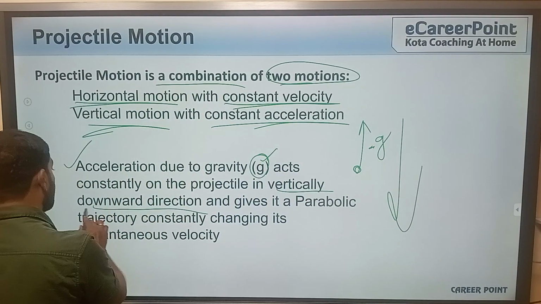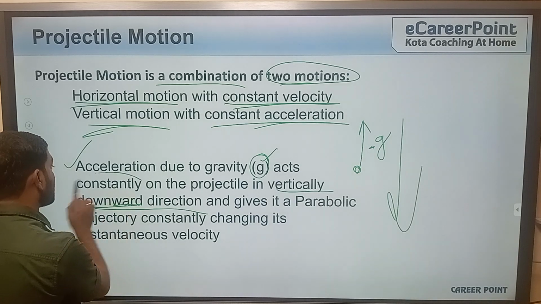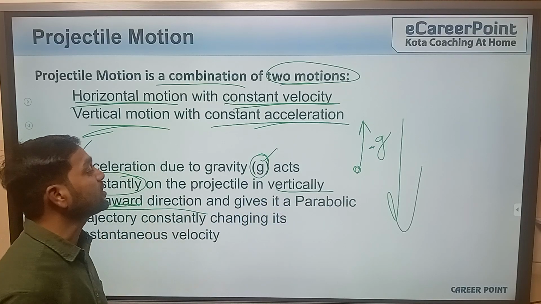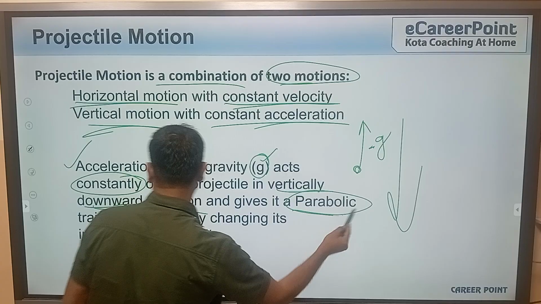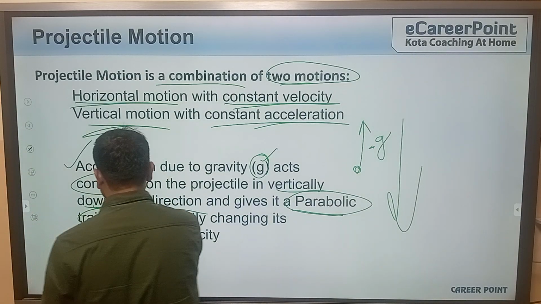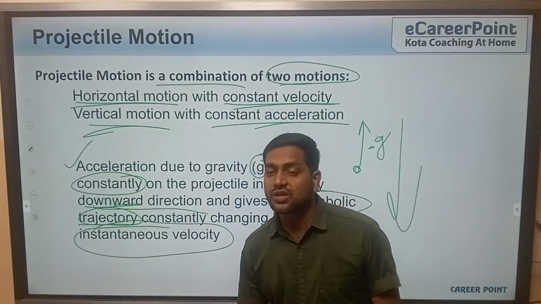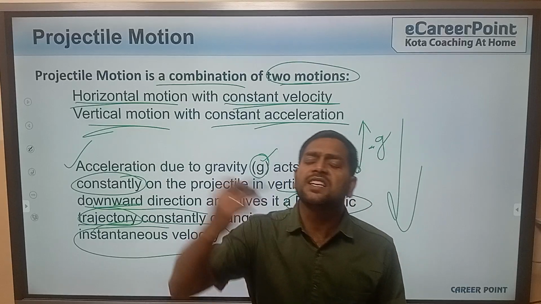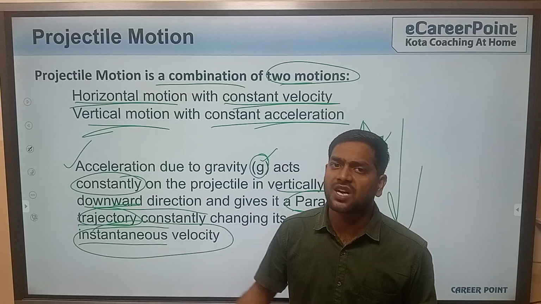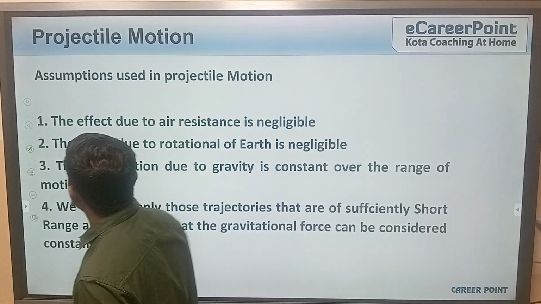Here the acceleration due to gravity g acts constantly on the projectile in vertically downward direction and gives its parabolic path, parabolic trajectory, constantly changing its instantaneous velocity. So what is instantaneous velocity? We have discussed that instantaneous velocity is the velocity at any instant, right? Next we'll see here.